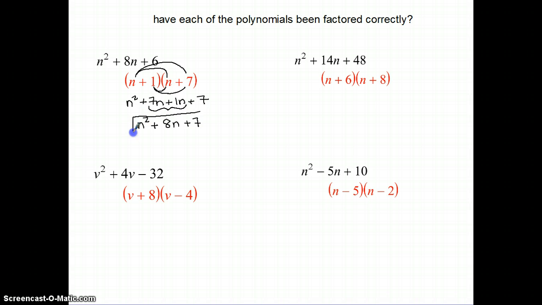So if our expression had been factored correctly, then when I FOILed out the red polynomial, the trinomial that I got should have matched the original. Now if you notice, it does not match. At the end of the first, there is a plus 6, while at the end of the second, there is a plus 7. Since these do not match, this has not been factored correctly.